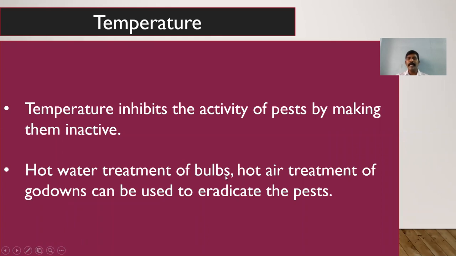Hot water treatment of bulbs and hot air treatment of godowns can be used to eradicate the pests. At the time of planting potato bulbs, we have to treat them with hot water. So whatever bacteria and fungal forms are present along with the bulbs may be killed, and healthy plants can survive. In this manner we can survive healthily with these temperature methods. Yes, the hot water treatment method is also helpful to control the pests.